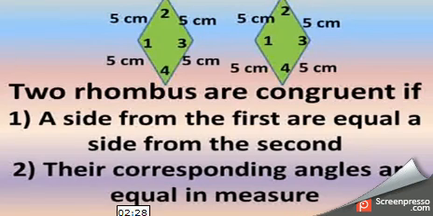Okay, mister, I understand you. So we can say that two rhombuses are congruent when I have two conditions: a side from the first equals the side from the second, and their corresponding angles are equal in measure. This angle should equal this angle, and angle number 2 equals angle number 2, angle number 3 equals angle number 3, and angle number 4 equals angle number 4.